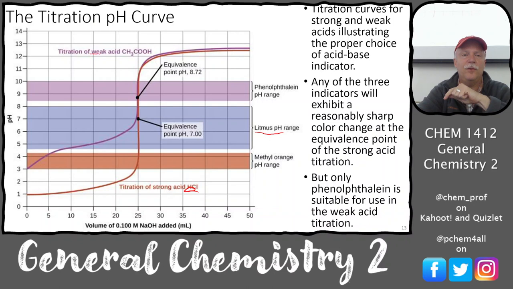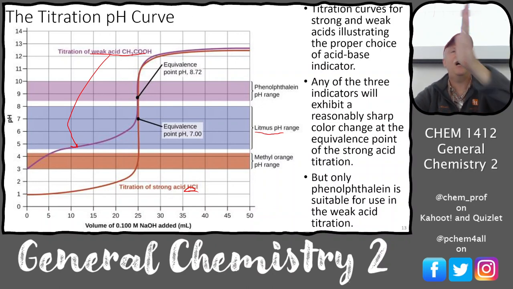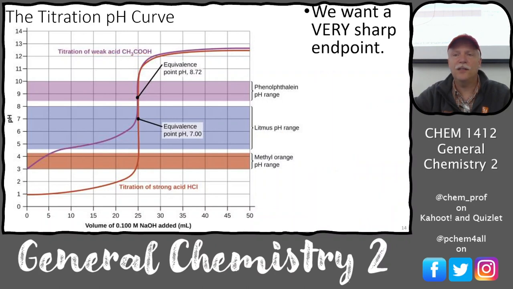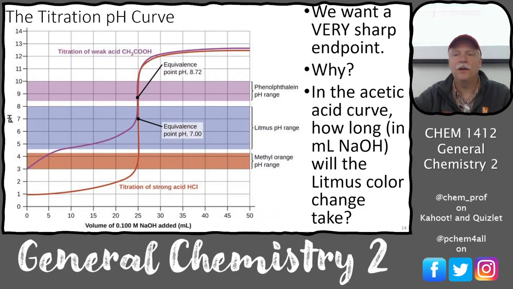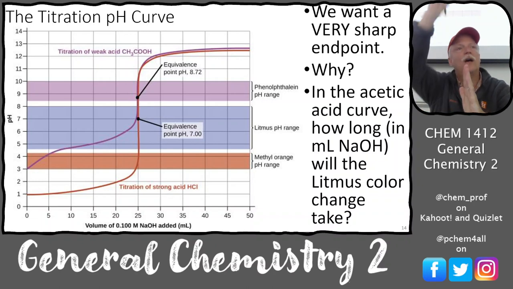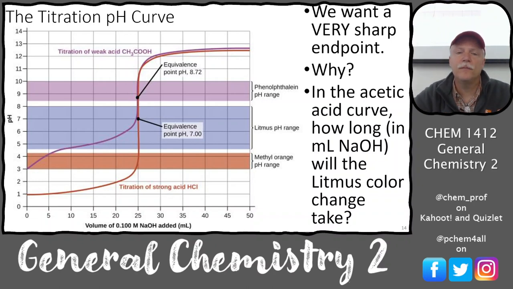Here's the titration of a weak acid, acetic acid. That's this purple curve right here. And notice it doesn't get steep until high pH. So the other two wouldn't work for this. In fact, let's look at this. We want a very sharp endpoint. And the reason why is because we want it to be really close to that equivalence point, and we want just one drop of base to cause that huge jump. So that's what we mean by sharp. Once you run out of acid, the next, maybe even half a drop will cause the pH to shoot up and you get a color change.